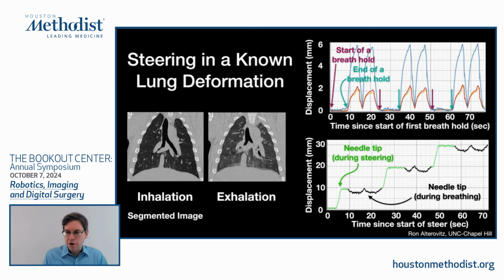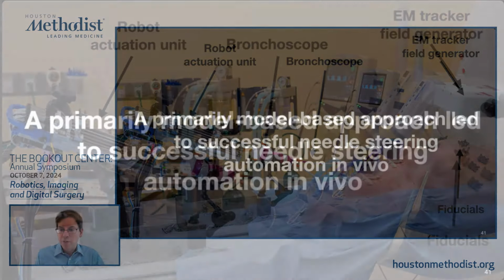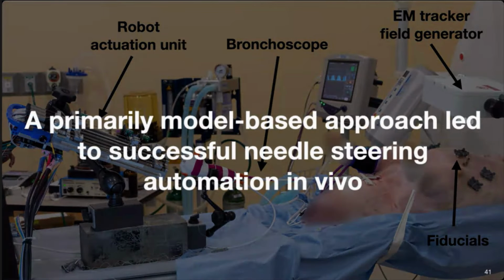And then after the 2 breaths, the state of the lung has returned very close to where it was at the time that the needle paused. And then we resume needle insertion and continue until we reach the target. So in summary, we used a primary model-based approach, which led to our successful needle steering automation in living tissue.